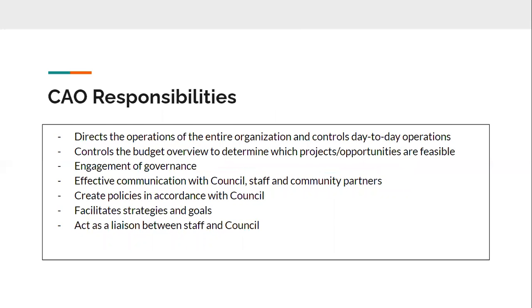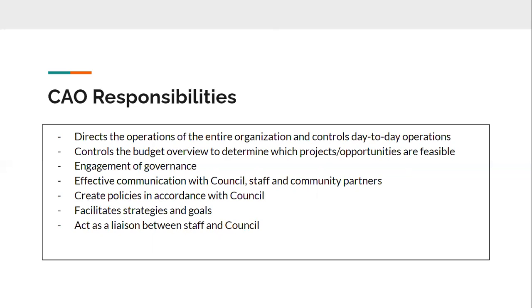And now I'm going to look into the CAO responsibilities. Within a local municipality, it's more common for there to be a CAO rather than a CEO. A CAO directs the operations of the entire organization and controls the day-to-day operations. In order to properly implement all the projects and services to the community, the CAO is in control of the budget, oversight, and determining which opportunities are feasible in accordance with the direction of council.